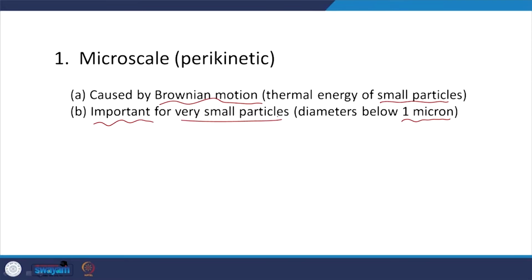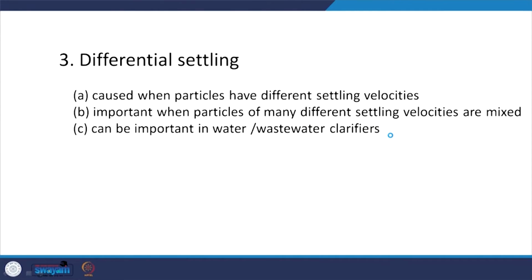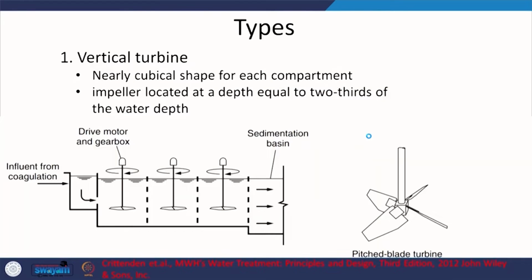Again, it is caused by Brownian motion. Macro scale is based on the fluid flow, right. It is obviously for bigger particles and we want to use it to promote agglomeration too. And differential settling: different particles have different settling velocities. I think we looked at it in sedimentation and such, and then they can come in contact. And also when we have different fluid velocities being imparted to the water, again these differential settling velocities will also play a role, let us say. So, differential settling, macro and micro scale mixing, let us say.